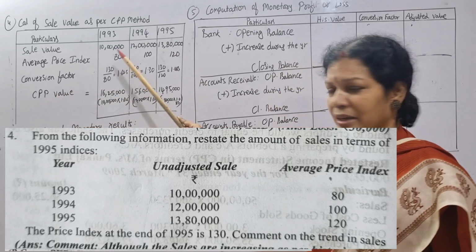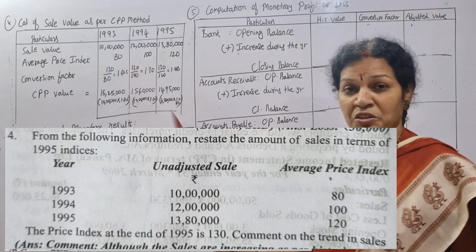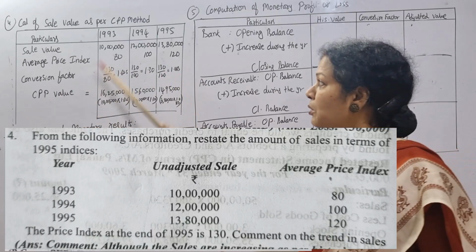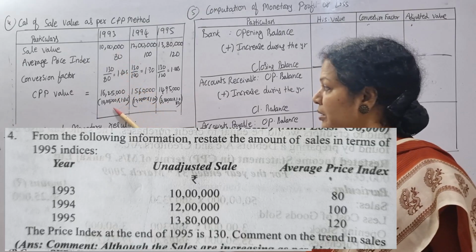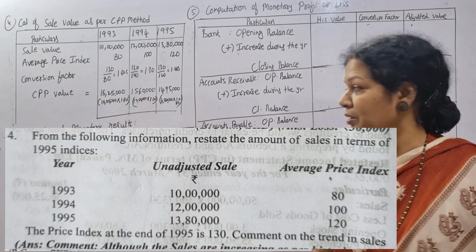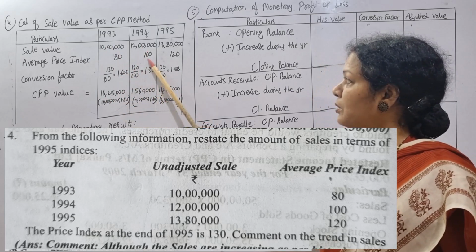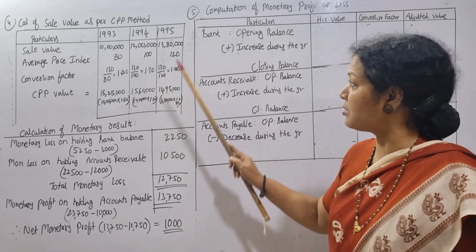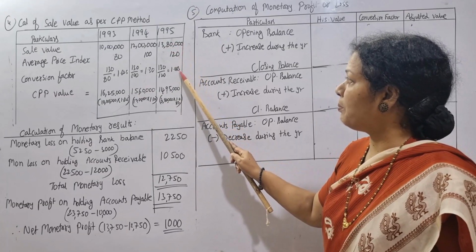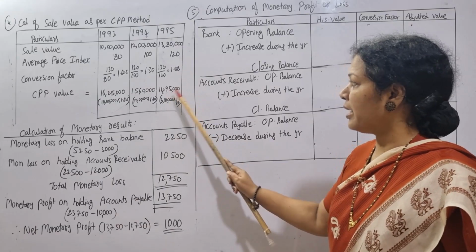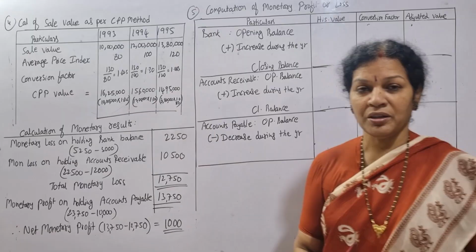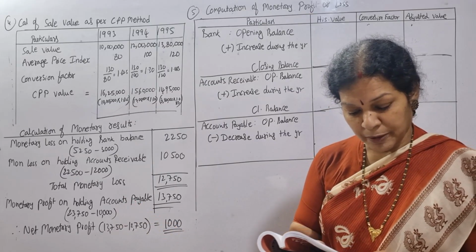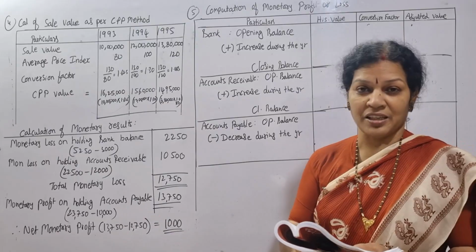Now, CPP value. As we got the conversion factor, we can directly calculate the CPP value, which is 10 lakh into 1.625. This is 16 lakh 25,000. In the same way, 12 lakh into 1.30 is 15 lakh 60,000. And next, 13 lakh 80,000 into 1.083 comes to 14 lakh 95,000. Here in brackets I have written it for your good understanding. Am I clear?